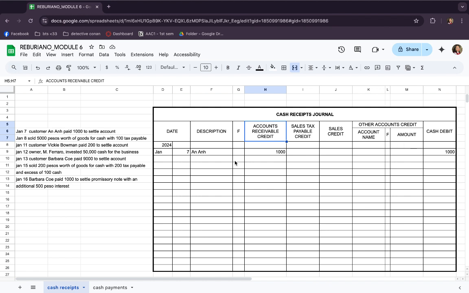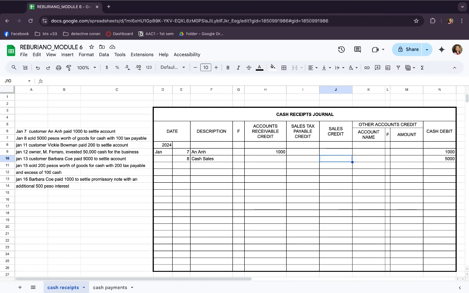Now, let us move on to the next transaction, January 8. Sold 5,000 pesos worth of goods for cash with 100 peso tax payable. We can describe this transaction as we sold for cash, or in short, cash sales. What are the effects of this transaction? First and foremost, we also earned cash. Therefore, we input the 5,000 peso cash debit. After that, we have to recognize our credit. First is the sales credit.